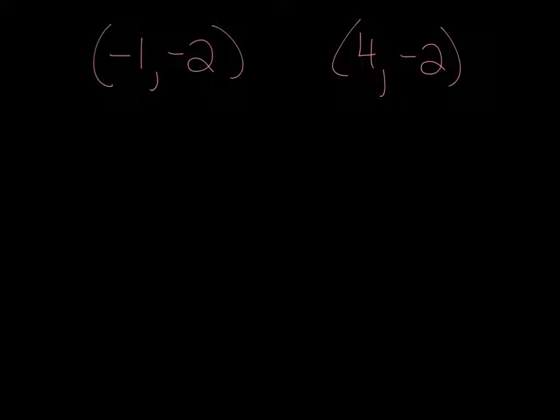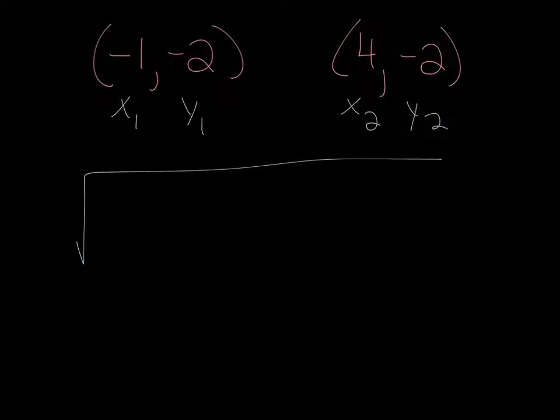So let's say I have the points (-1, -2) and (4, -2). So I'm going to label those x1, y1, x2, y2. Here's how I learned to start the distance formula a bazillion years ago. I always do a big long radical. Then I do parentheses minus parentheses squared plus parentheses minus parentheses squared. I always started with that. It just makes it easier. You don't get as confused.